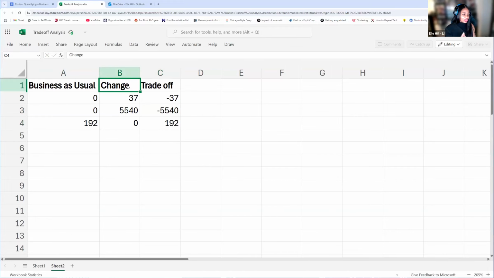So instead of change, I saw a confused face. Instead of change, I'm going to say new proposed method. I think that might help a little bit.